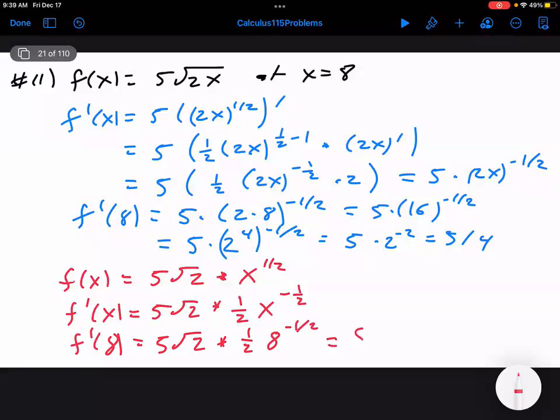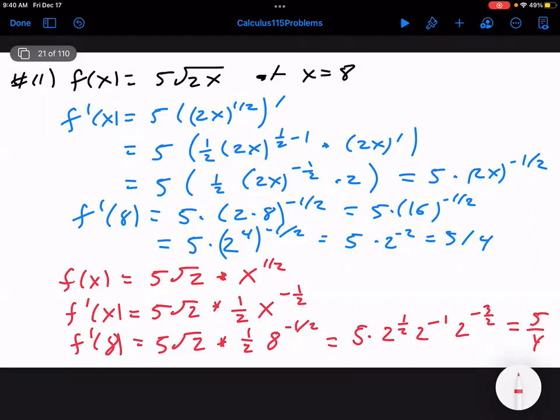Well, this is 5 times 2^(1/2), 2^(-1). 8 is 2 cubed, so that's 2^(-3/2). And 1/2 minus 1 minus 3/2 is the same as 2^(-4/2), which is just 1/4. And so we again get 5/4. So again, depending on which number you're going to do, sometimes one way is a little bit easier to do the algebra than another.